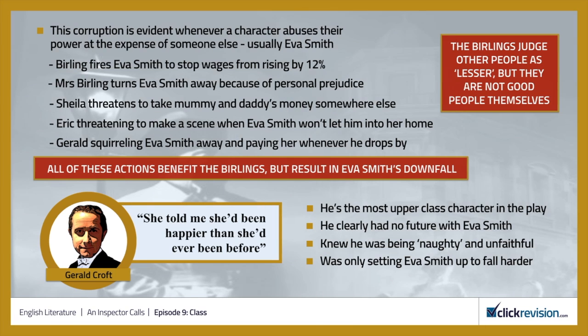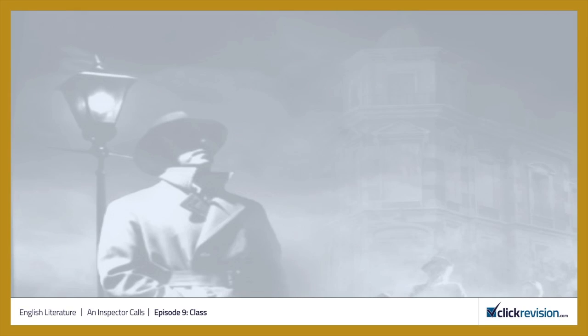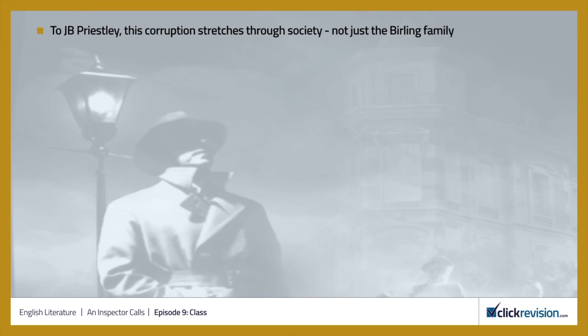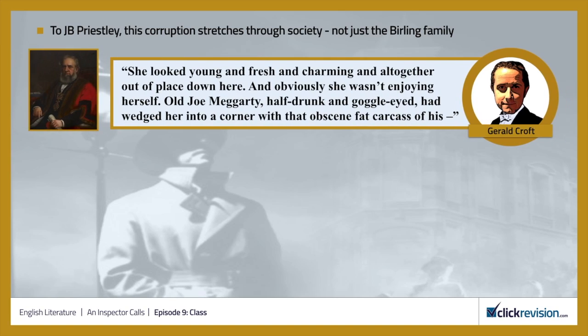As J.B. Priestley saw it, this corruption in the upper classes stretched everywhere. And you can see it in the play in the fleeting glimpses we're given of the world outside the Birling house. Think about Alderman Meggarty, the character who Gerald saves Eva Smith from when they meet, and how he's described. He's half-drunk and goggle-eyed, and has Eva Smith wedged into a corner with that obscene fat carcass of his. It's not a pleasant image.